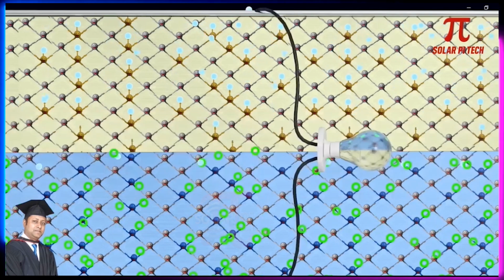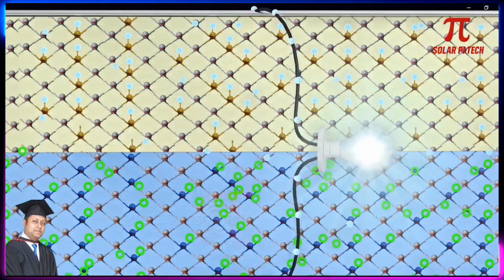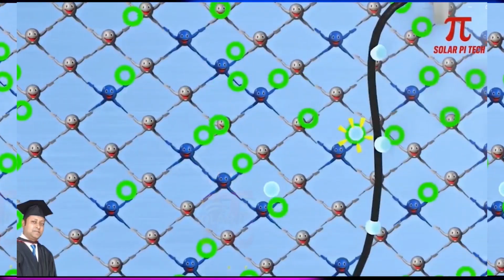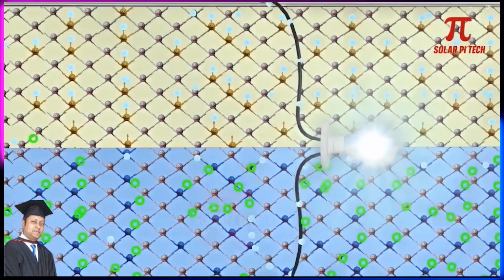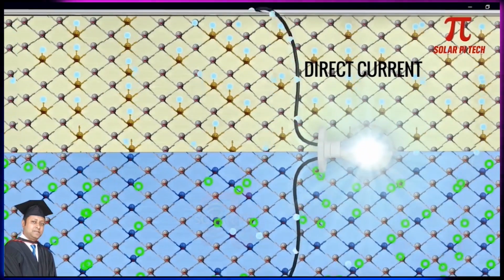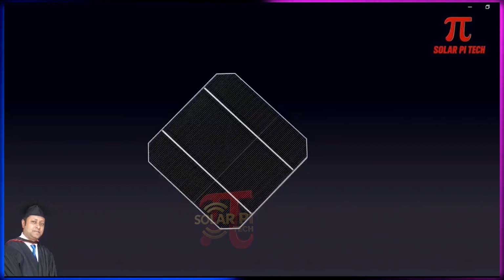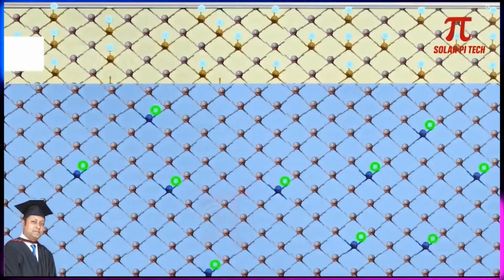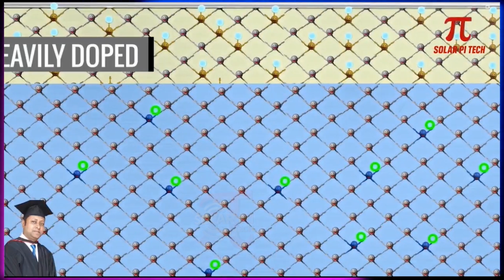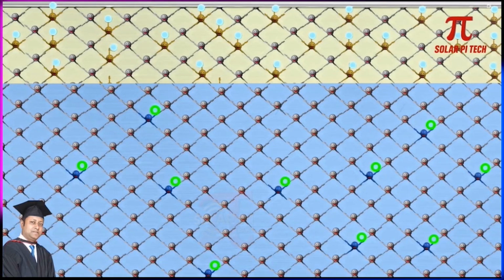As soon as we connect any load between these regions, electrons will start flowing through the load. The electrons will recombine with the holes in the p region after completing their path. In this way, a solar cell continuously gives direct current. In a practical solar cell, you can see that the top n layer is very thin and heavily doped, whereas the p layer is thick and lightly doped. This is to increase the performance of the cell.